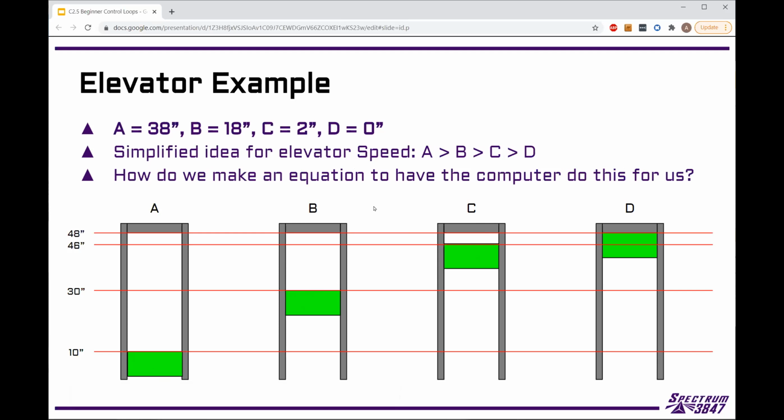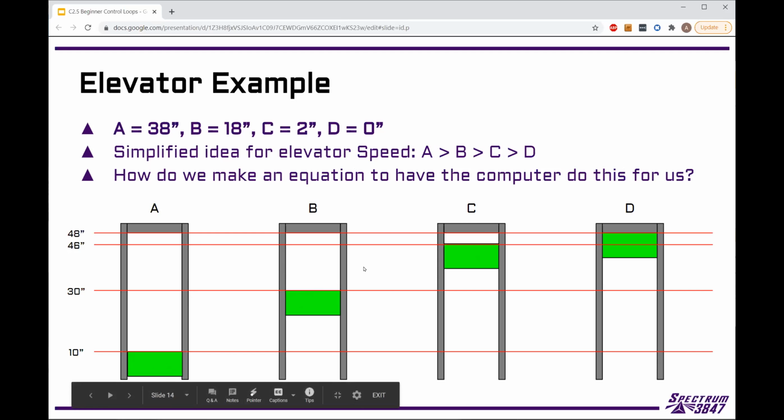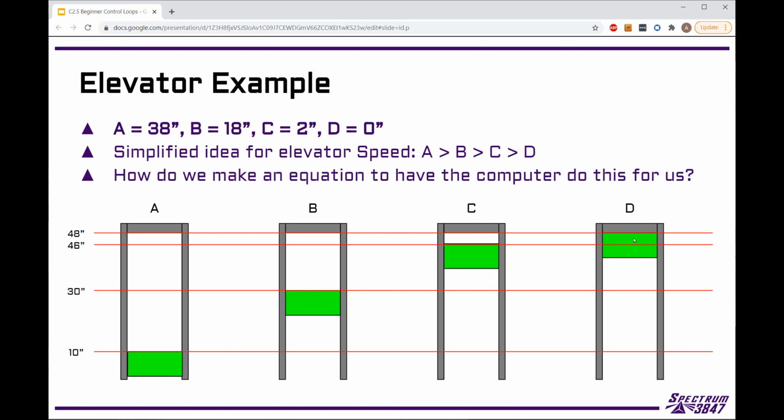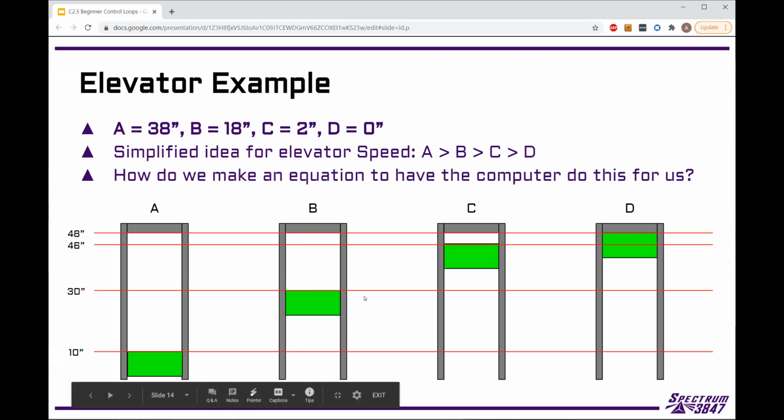And this is a simplified idea; there's times where you may want this to be a little bit different. We're not going to get into that today. But in general here, we want A to be going the quickest, then B, then C, and then D to basically be 0. So we want C to be slightly faster than D, but not very fast. And then we want A and B to be definitely faster than both C and D.